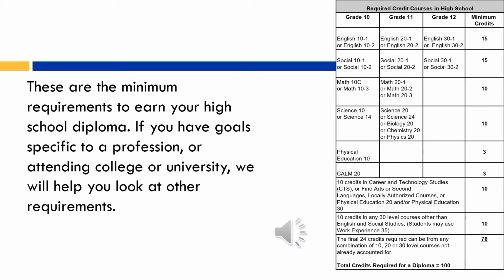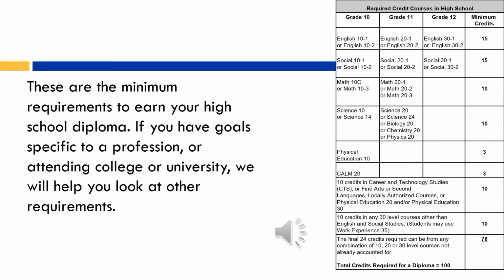Moving on to physical education, you will require 3 credits at the grade 10 level for that to fulfill the graduation requirements. Then offered opposite of physical education is CALM 20, a 3 credit level course as well. And CALM is career and life management. It's a great class where we talk about what life is like after high school and dealing with issues of independent living, relationships, etc.